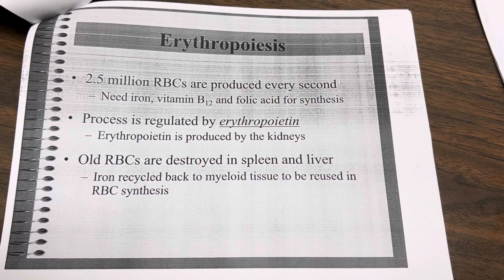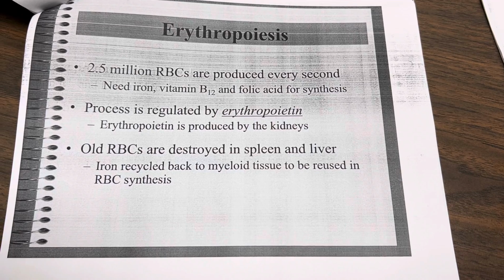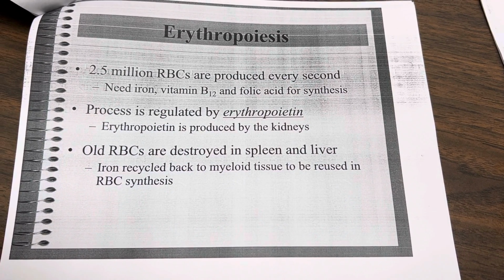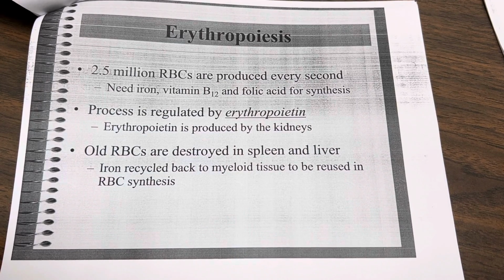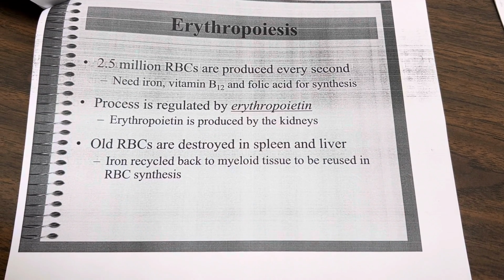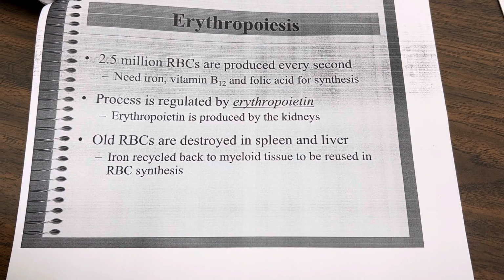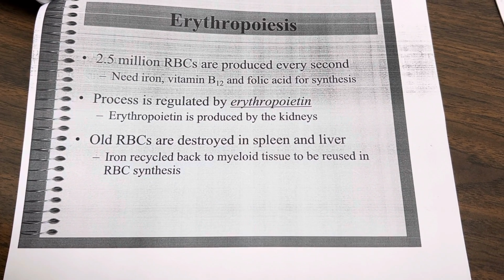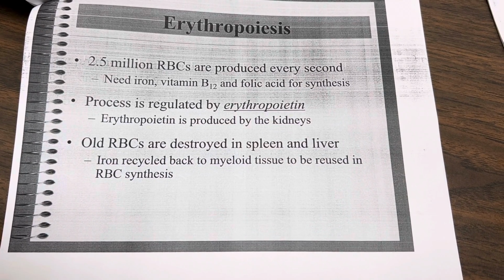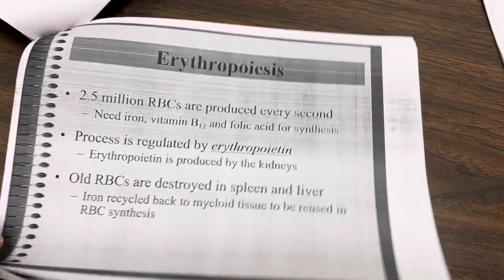Erythropoiesis. 2.5 million red blood cells are produced every second. They need iron, vitamin B12, and folic acid for synthesis. The process is regulated by erythropoietin, which is produced by the kidneys. Old red blood cells are destroyed in the spleen and liver. Iron is recycled back into myeloid tissue to be reused in red blood cell synthesis.